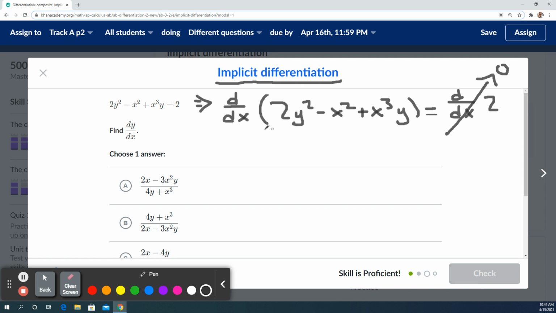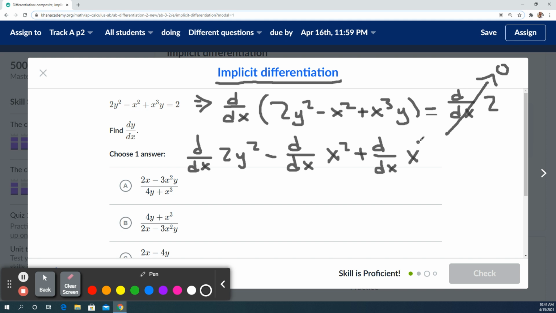On the left side, it's basically the derivative of each of these parts. So we're doing the derivative of the first part with respect to x. We're doing the derivative of the second term with respect to x. And the derivative of the third term with respect to x. All of this is now equal to 0.